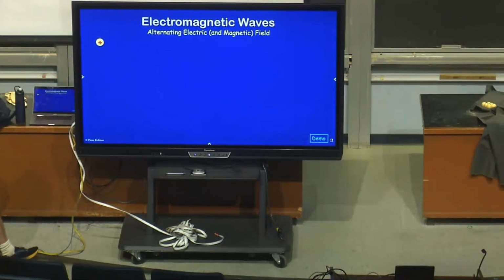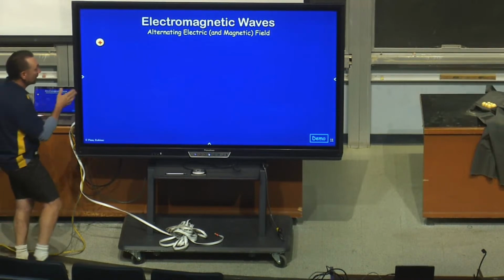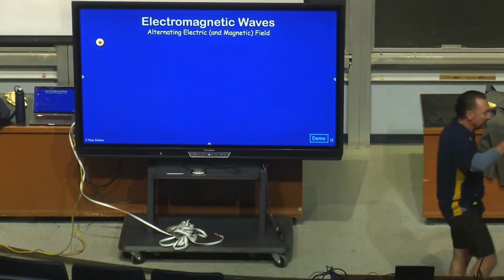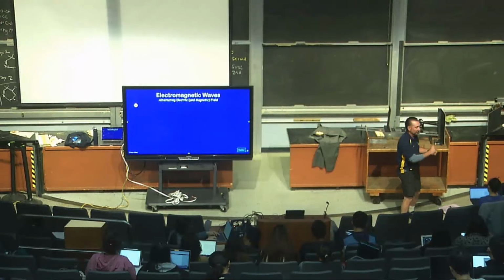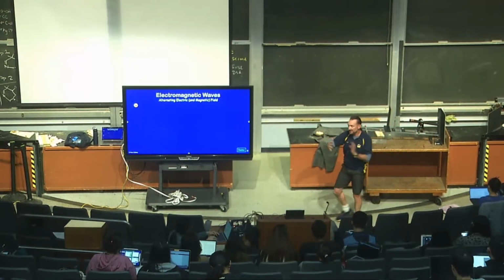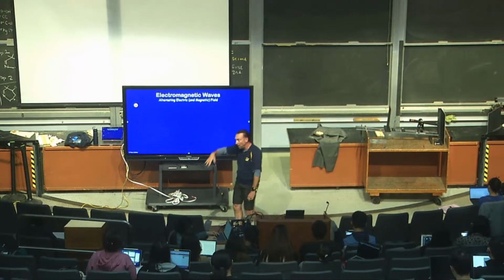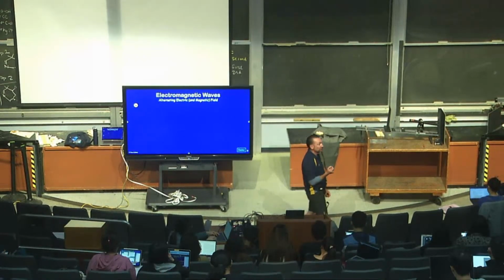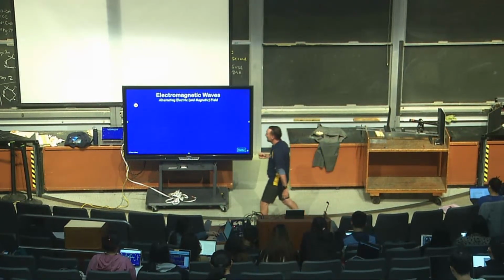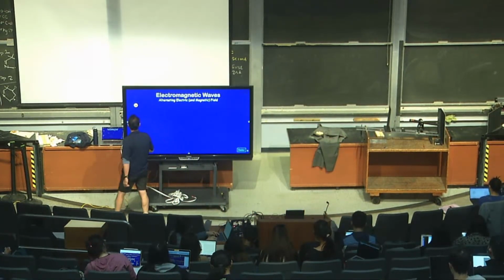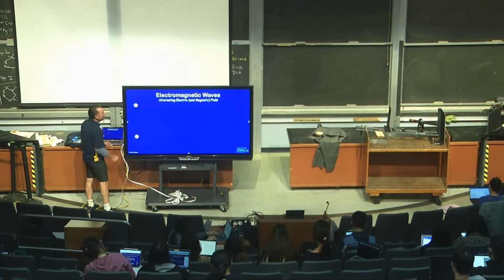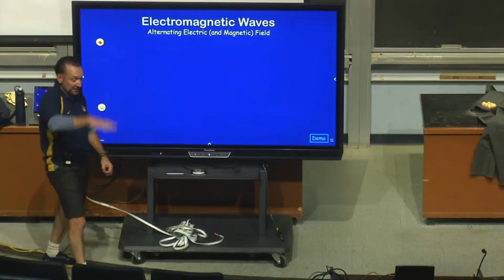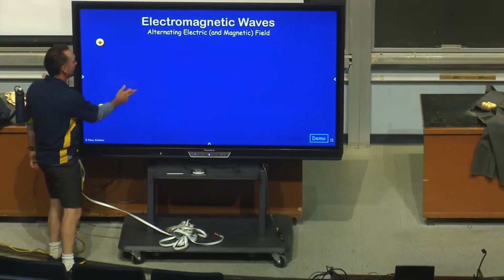So this happens for other phenomena. So we've been talking about waves that need a medium to travel in. That means sound waves need air, ocean waves need water, but waves can travel in a vacuum. There's certain kinds of waves that can travel in a vacuum, and you can make that happen by taking charges and alternating their position back and forth.